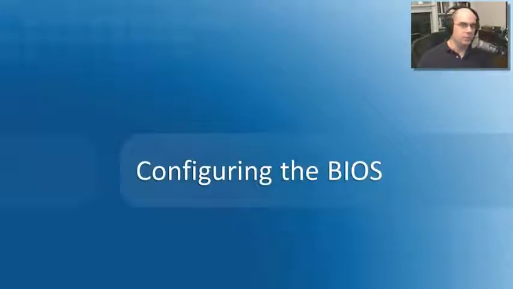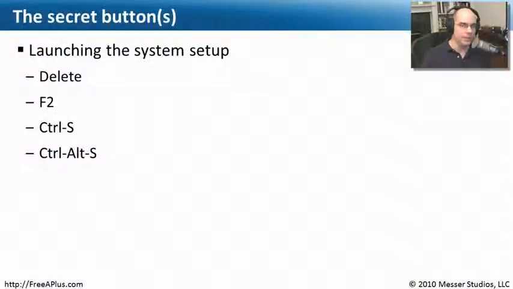When you first boot your computer, you're going to see some options for configuring the BIOS. Usually this is a key that you would push as the system is booting, a delete key, an F2 key, sometimes it's Control S, sometimes it's Control and Alt and S. The exact keystrokes will depend on the manufacturer of the BIOS that's in the computer that you're using.